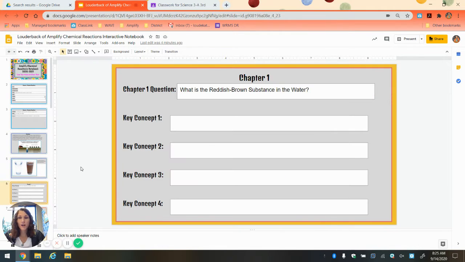That leads us to our chapter 1 question: What is the reddish brown substance in the water? If you are working from home, again, I would pause this video and type the chapter 1 question into your Google slide. That's our first investigation. We're trying to identify what is in the water that's causing the water to be brown.